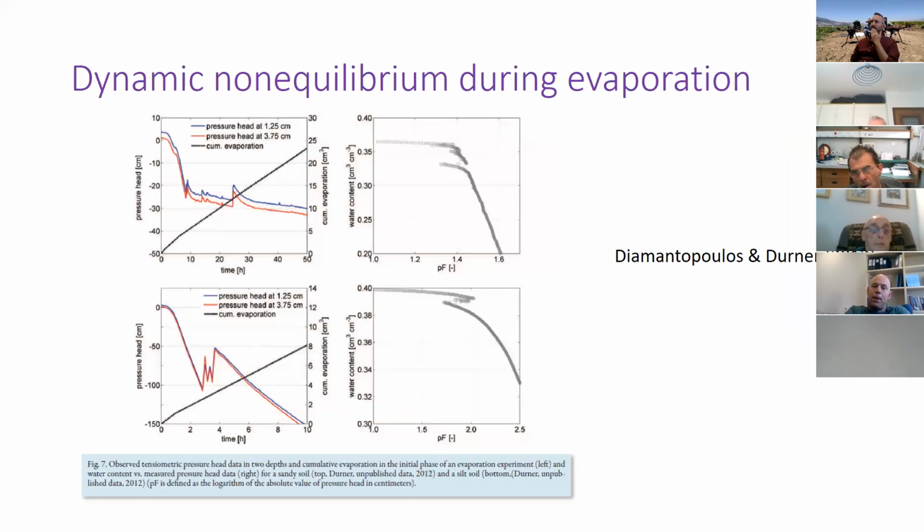Also in a review paper, they looked at some non-equilibrium during evaporation. And what they saw is that they measured the pressure head of 2 soils at the same depth during evaporation. And you can see this is the curve of the evaporation. And here they tried to connect the water content and the pressure head. So what they saw is that during evaporation, you have these jumps. And so you would have multiple pressure heads for the same water content.